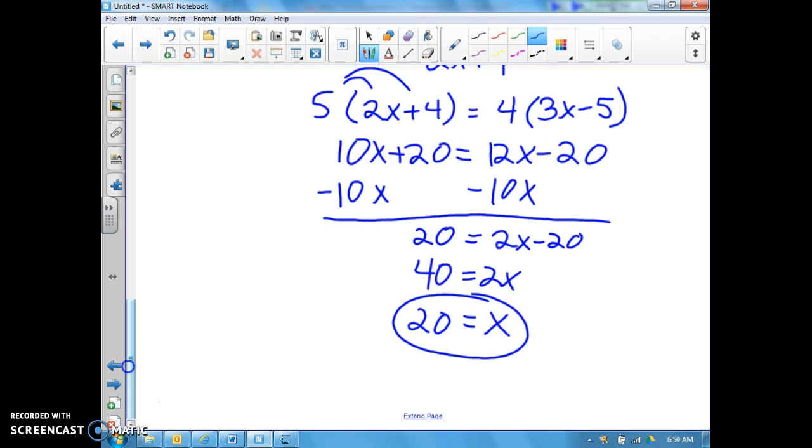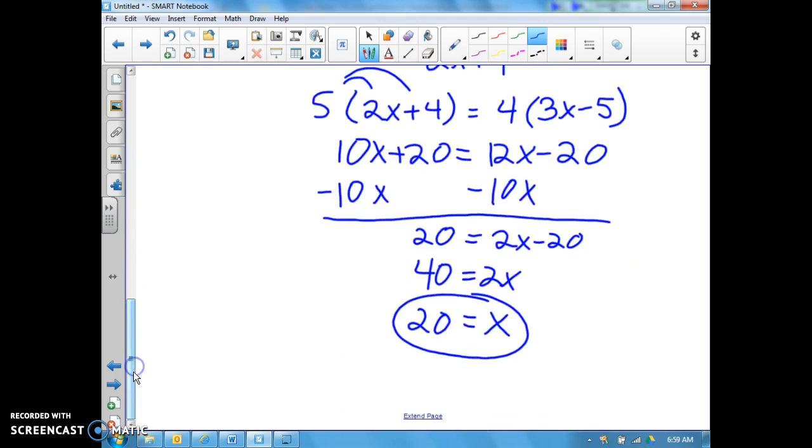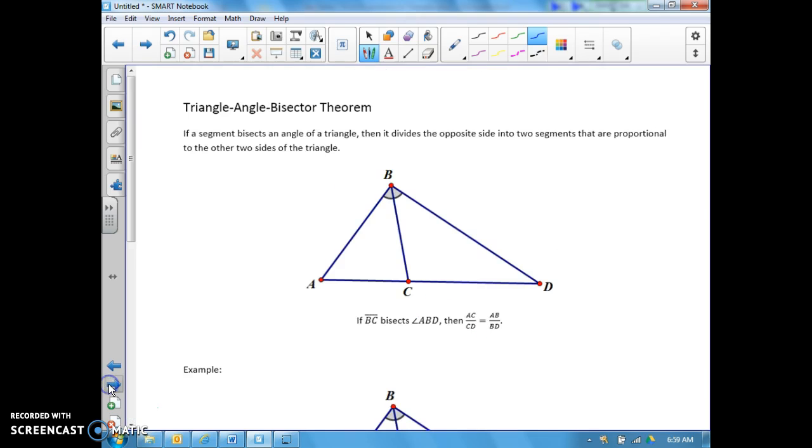That's my x value. Is that what the question asked for? Well, we didn't actually say, so I'm going to say yes. The question asked for x. There we go.